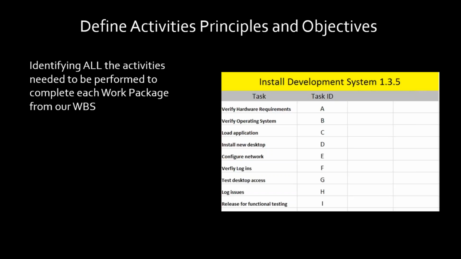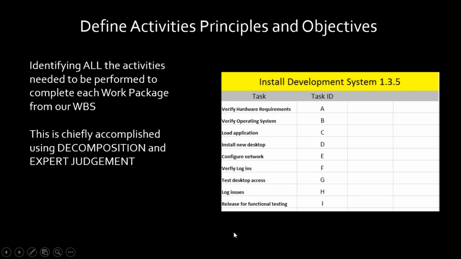I've identified 9 tasks that, once completed, remember the 100% rule, even within the work package the 100% rule counts. Once I complete these 9 tasks, I have completed 1.3.5. I can color it in, done. That's the 100% rule. Between me, my experts, my project team, and my historical data, I was able to identify these 9 tasks that need to be completed to finish this work package. That makes sense, right?